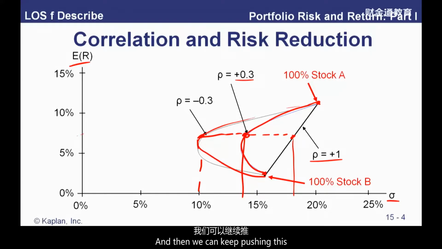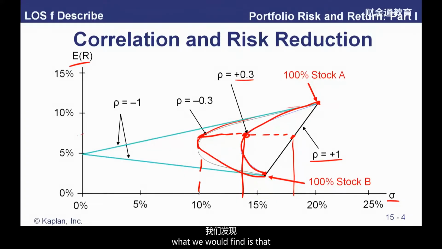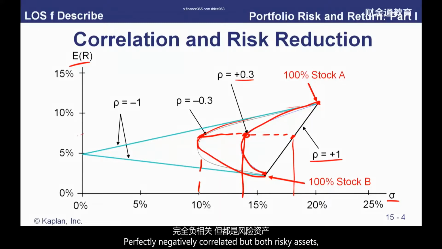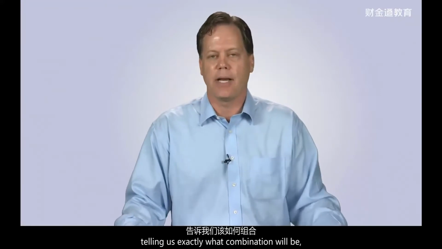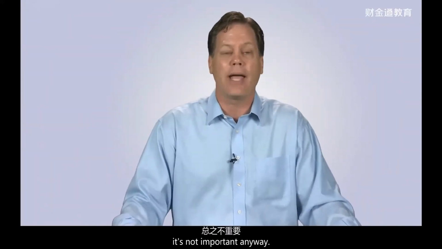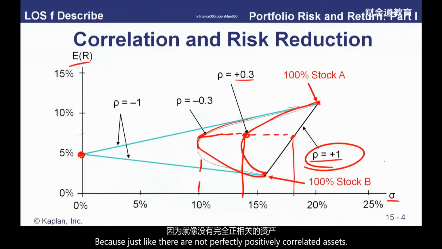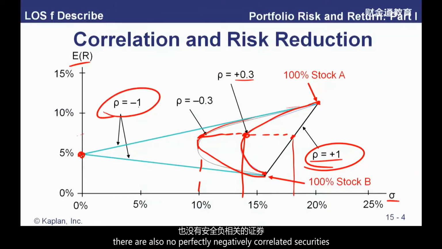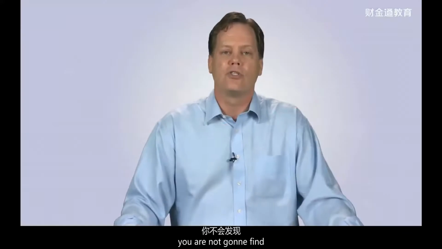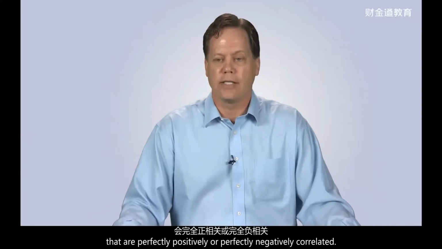And then we could keep pushing this, and in the limit, what we would find is that if we could find perfectly negatively correlated assets, then we could take two risky assets, perfectly negatively correlated, but both risky assets, and we could create a risk-free option, right? And there's a formula for telling us exactly what the combination would be, and we don't have to worry about it here. And it's not important anyway, because just like there are no perfectly positively correlated assets, both of whom have positive expected returns, there are also no perfectly negatively correlated securities like that. So you're not going to find naturally occurring securities that are either perfectly positively or perfectly negatively correlated.